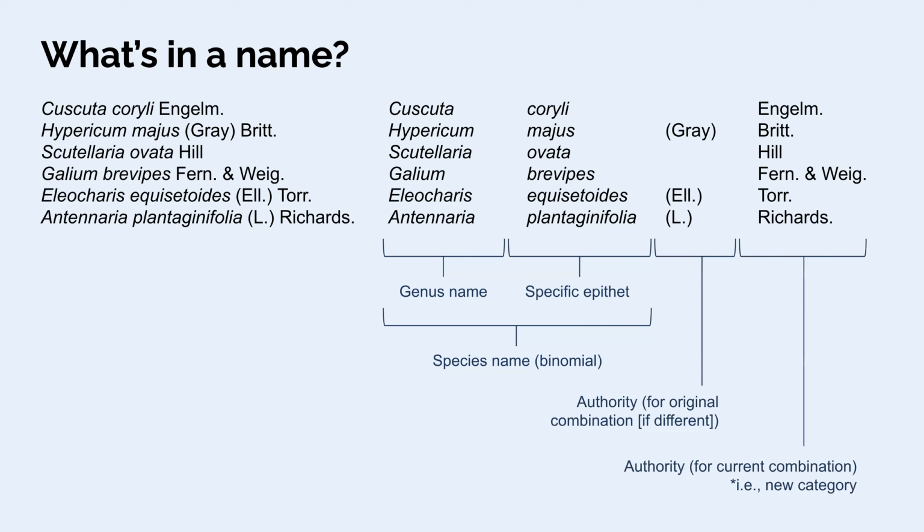These other parts, as I mentioned: there's not always a name in parentheses, but if there is, that means there was a different name combination before that then got reclassified. Whoever made the current version is the name that's not in parentheses. And these are abbreviations for people. These are their last names, so individual people or pairs or sets of people.